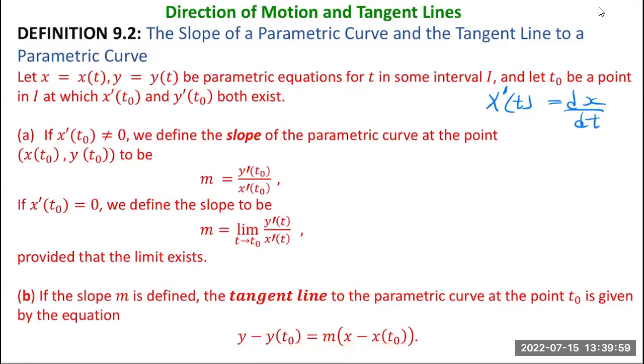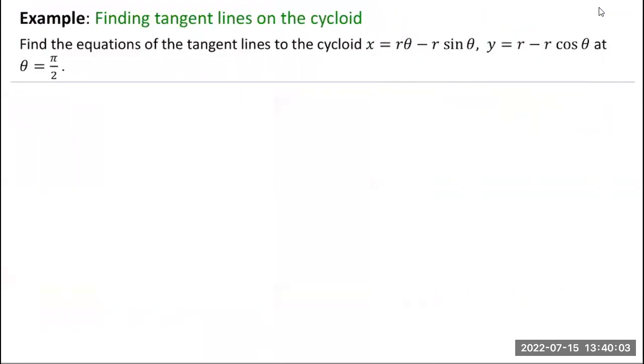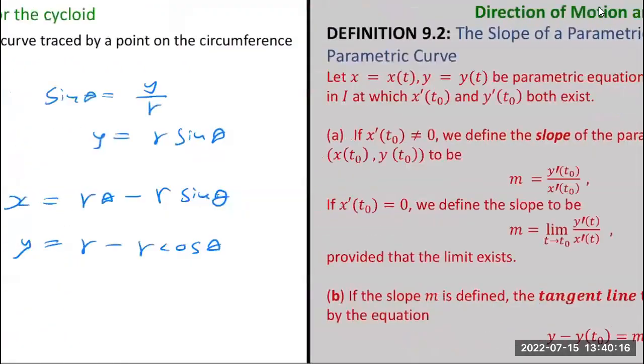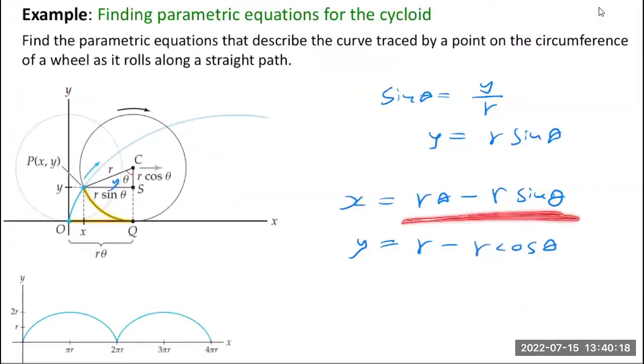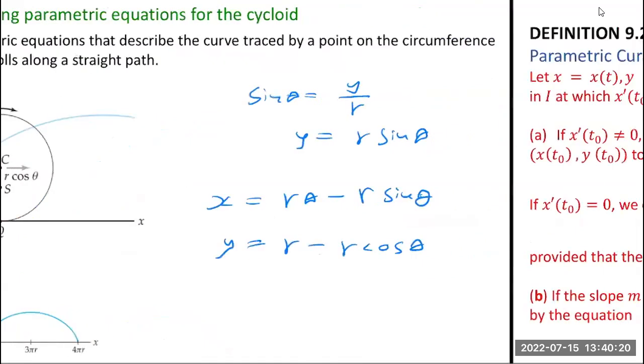Okay, all right, to understand this definition, let's go over an example. Here is the example that I want to look at. Find the equations of the tangent lines to the cycloid given by these two parametric equations. Actually, these are the equations that we derived in the previous example. x equals R theta minus R sine theta, y equals R minus R cosine theta.